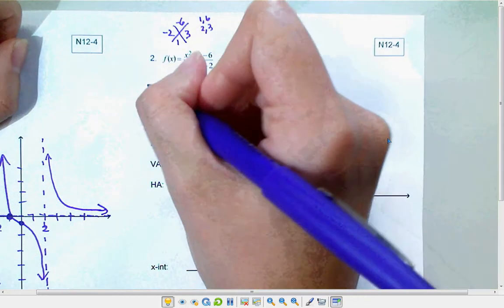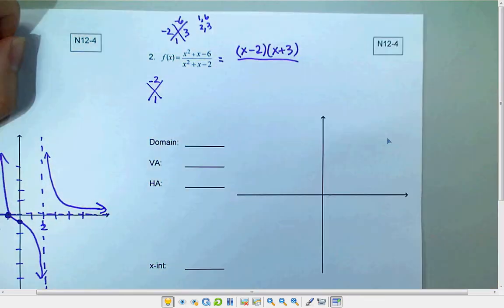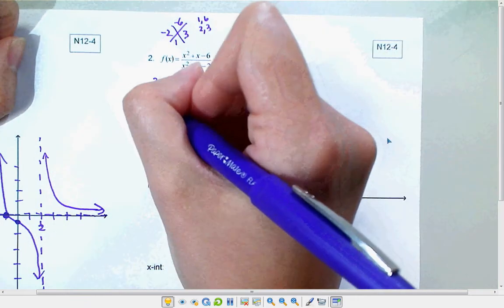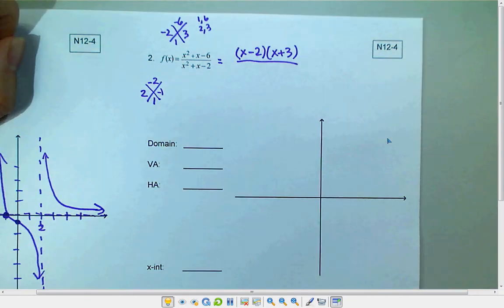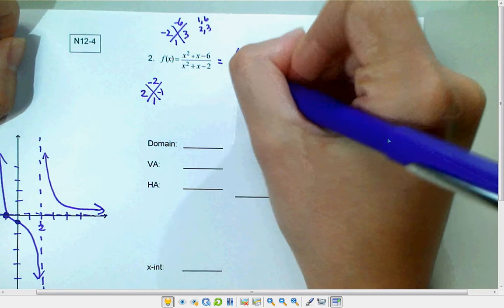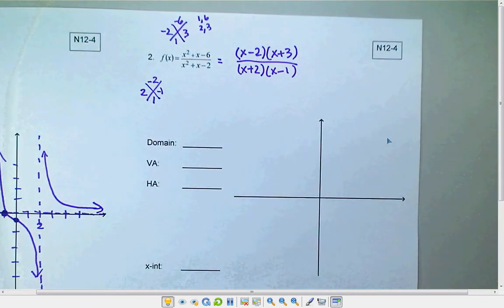Let's do the same thing for the denominator. What two things multiply to give me -2, add to give me 1? In this case, it's going to be a 2 and 1, and I want the 1 to be negative. So I have x plus 2, x minus 1. So this is factored form.